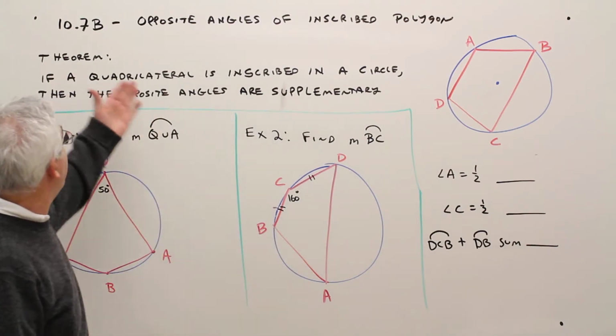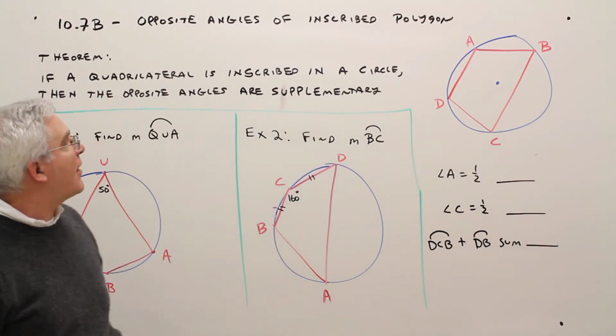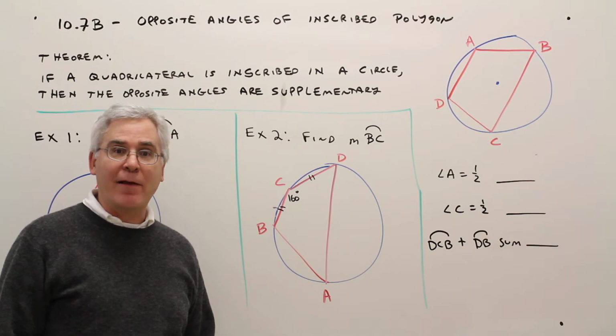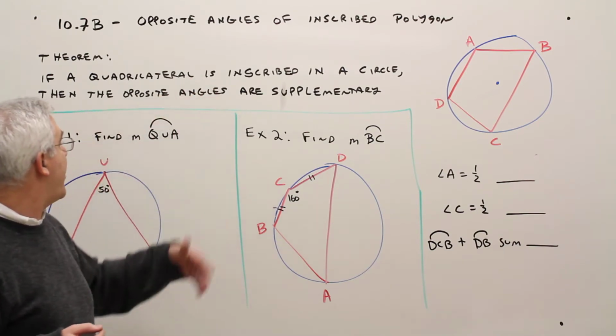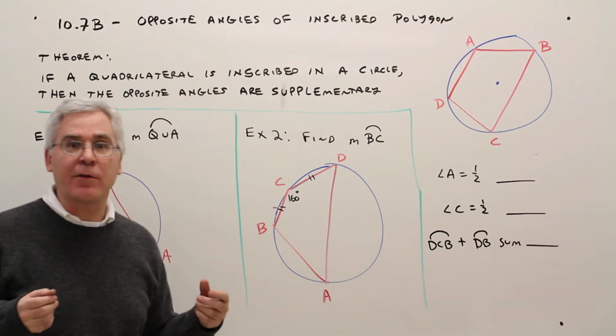Welcome to video 10.7b, opposite angles of an inscribed polygon. Alright, so we got one theorem and a couple examples. Let's get right to it.